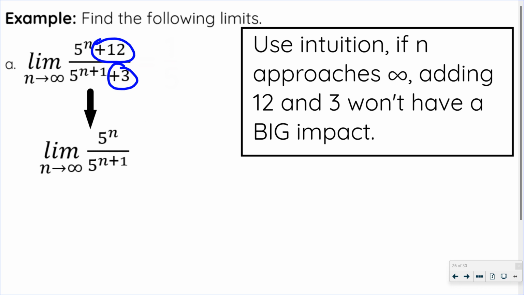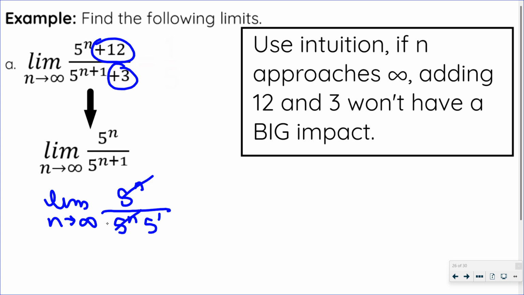So I'm going to focus instead on the limit as n approaches infinity of 5 to the n and 5 to the n plus 1. So I'm just going to rewrite this using what I know about my rules of exponents, particularly in the denominator. I see that I have 5 to the n plus 1, which I know can be written as the reverse of the product rule. So when you have two bases with the same exponent and you multiply them, you keep the base the same and add the exponents. Well, if that's true, the converse is true as well.